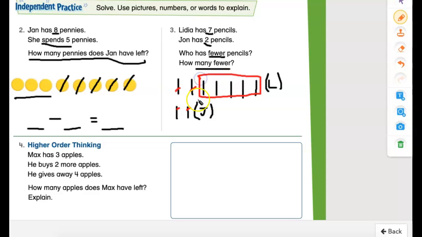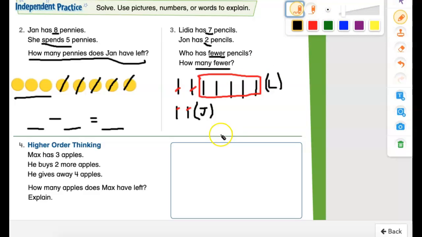So how many does Lydia have here? She has 1, 2, 3, 4, 5. So we already said who has fewer pencils? John. How many fewer pencils does John have? 5. So you are going to write the subtraction problem for number 3.